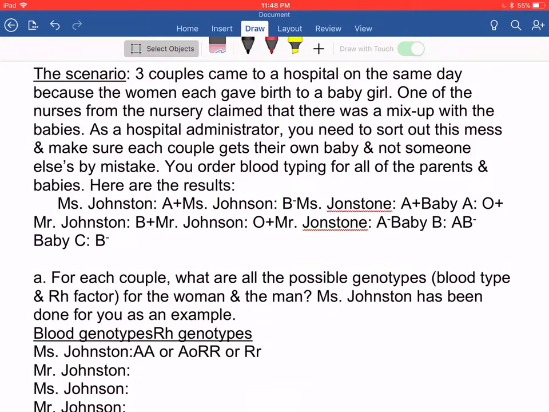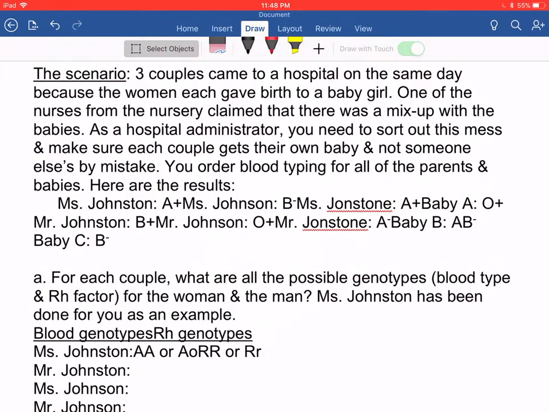Three couples came to the hospital on the same day because the women each gave birth to a baby girl. One of the nurses from the nursery claimed that there was a mix-up with the babies. As a hospital administrator, you need to sort out this mess and make sure each couple gets their own baby and not someone else's by mistake. You order blood typing for all of the parents and babies.